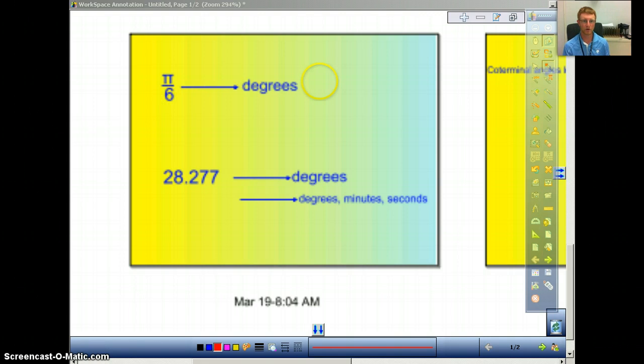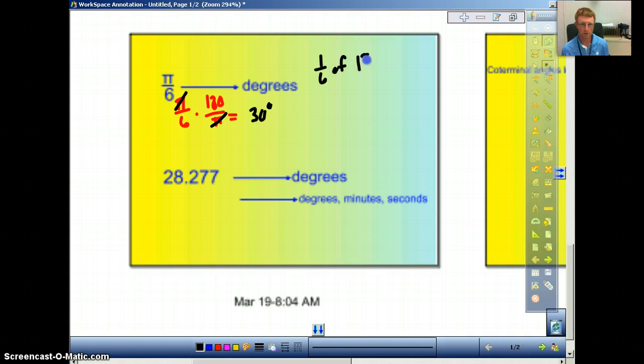So there are 2 ways we can look at this. We can use the formula, which tells us that we would do pi over 6 times 180 over pi. The pi's will cancel out, so 180 divided by 6 is 30 degrees. That's easy. But if you forget which is on top and which is on bottom, think of this as basically 1/6 of 180. The pi always goes away.